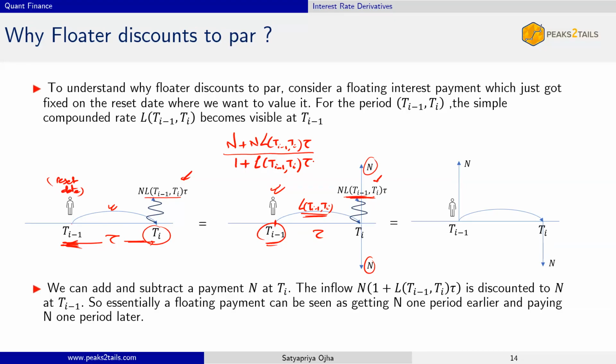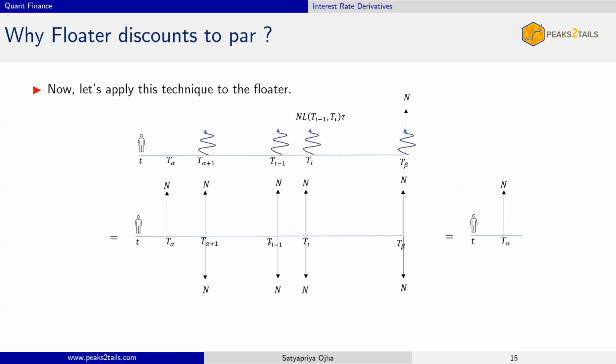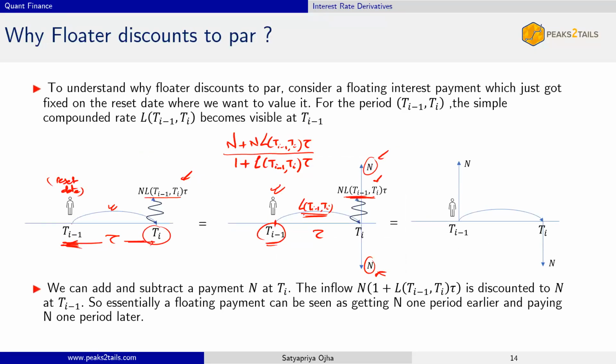Agree? That is how you discount, right? Bringing the value back to ti minus 1. Present value of the inflow. I have artificially added an n here. I'll show you why. Added and also subtracted, so that doesn't make a difference. Discounting the two cash flows to ti minus 1.